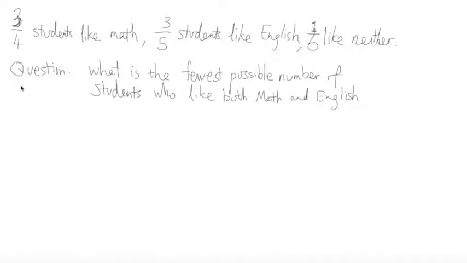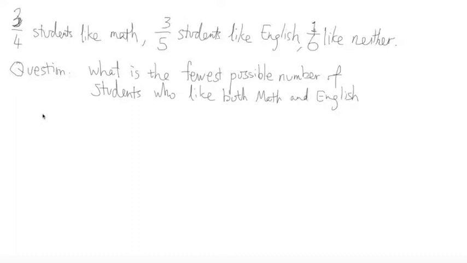Okay, so now let's look at this question. It's another question relating to fractions and proportions. It says, in a class, 3/4 of students like math. So that means 1/4 doesn't like math. And 3/5 like English, and 1/6 like neither. The question is, what's the fewest possible number of students who like both math and English? You can pause to think about this problem.